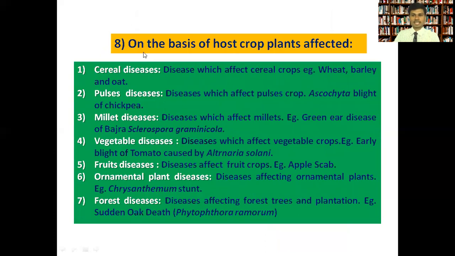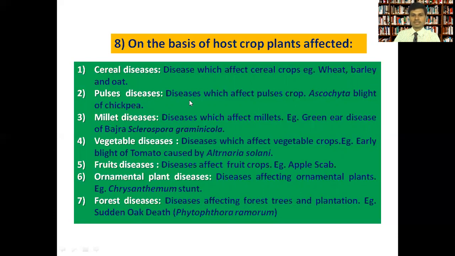Then plant diseases are classified on the basis of the host crop plants affected. Which type of crop plant gets affected by the attack of the pathogen? Based on that aspect, plant diseases are classified. First, cereal crops. The diseases that affect cereal crops are called cereal diseases. Examples are wheat, barley and oat. A very famous example is loose smut of wheat.